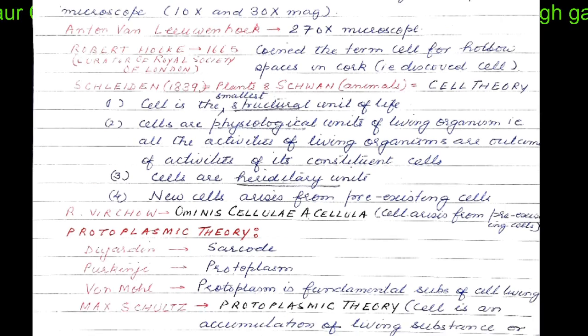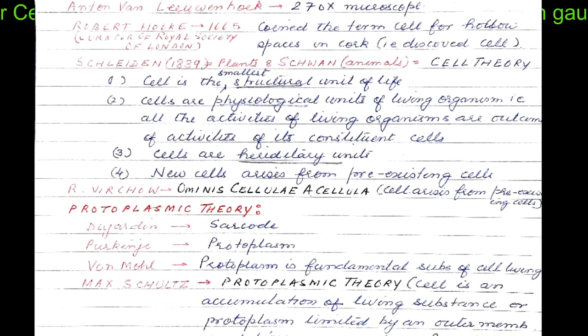But there was a deficit in the cell theory proposed by Schleiden and Schwann, that they could not account for where the new cells arise from. This was met by Rudolf Virchow, and he said omnis cellula e cellula, which means that the cell arises from a pre-existing cell.